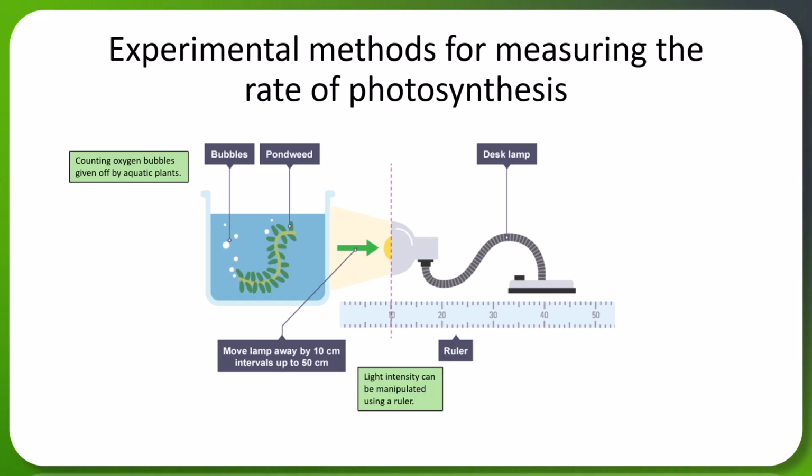Light intensity can be manipulated using a ruler. That would be our independent variable in this case. We could also change the light intensity by keeping it at a constant distance, but manipulating the amount of light reaching the plant by putting a screen, or you could manipulate the color of the light in this kind of experimental setup as well. Bubble number per unit of time can be recorded, and the volume of oxygen produced can be recorded as well if you were actually collecting the gas that is given off.